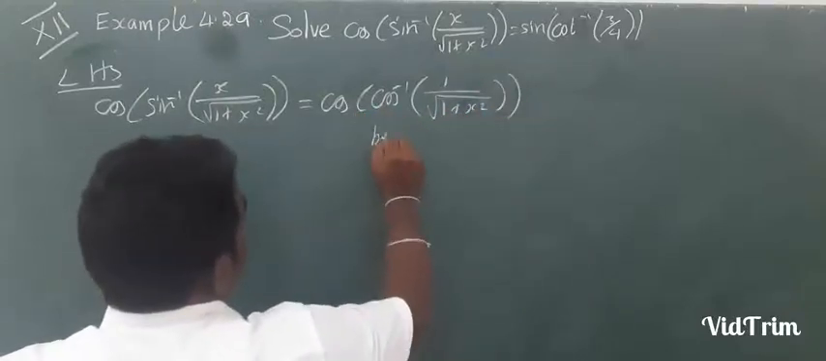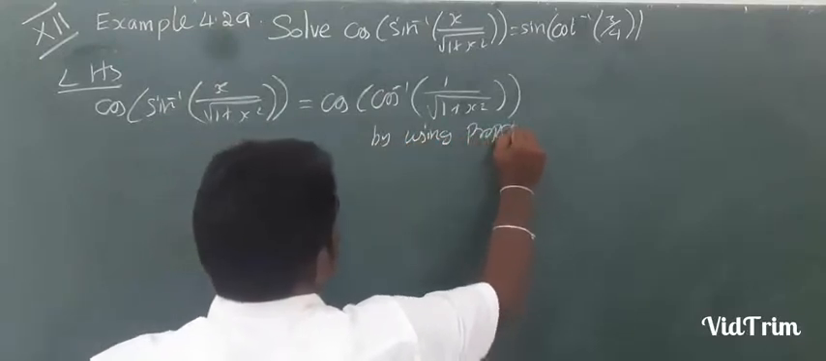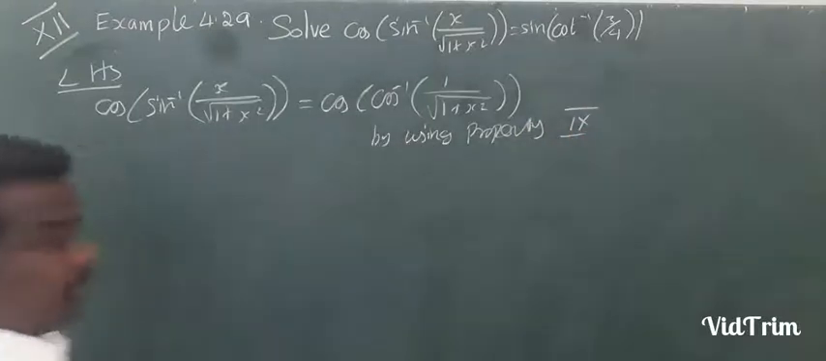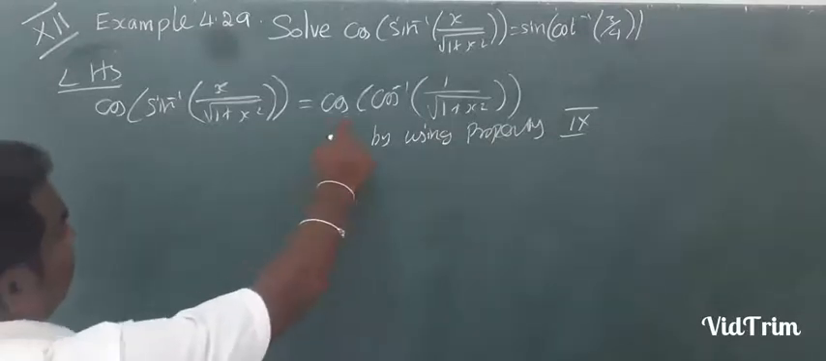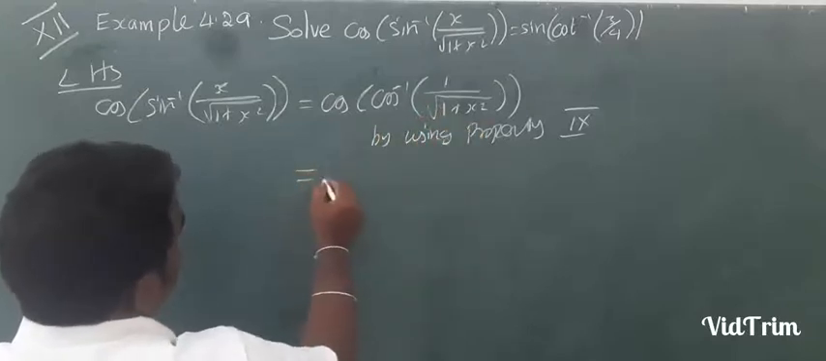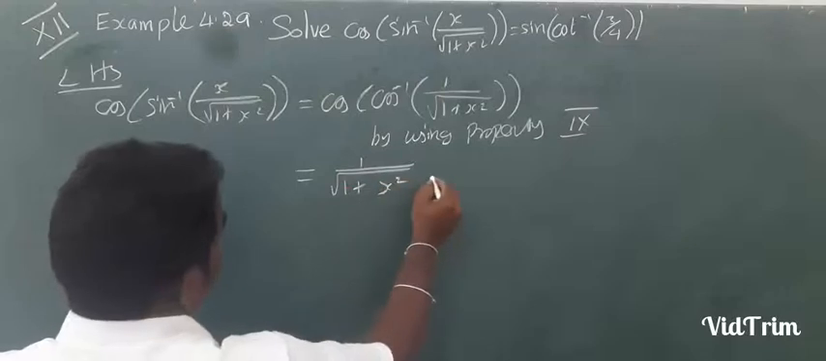By using property 9, we check this out. So we are using sin inverse of x by square root of 1 plus x square, and next we are using the first property, cos of cos inverse theta is equal to theta. So the final answer is 1 by square root of 1 plus x square.